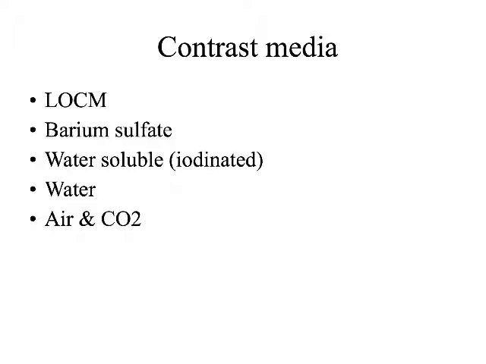Generally, we're looking for things that have a higher atomic number, and we're going to call those positive contrast agents because they have a higher atomic number, and so they show up very white on the image. Occasionally, we will use some things that we will call negative contrast agents because they have a lower atomic number or lower density than the tissue, and so they will show up dark on the image.